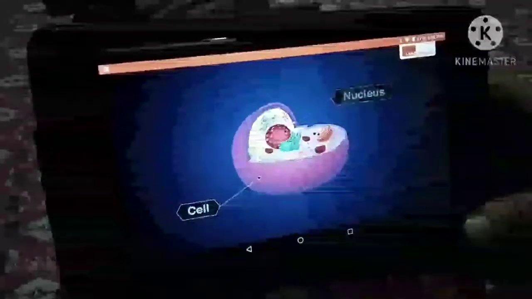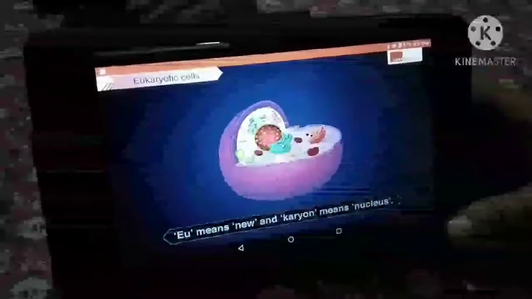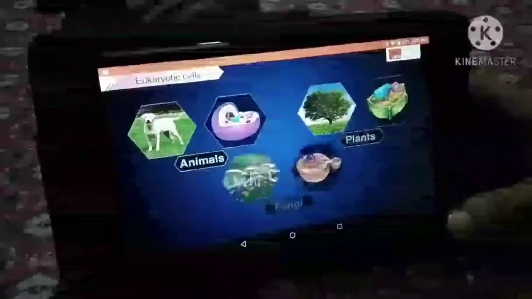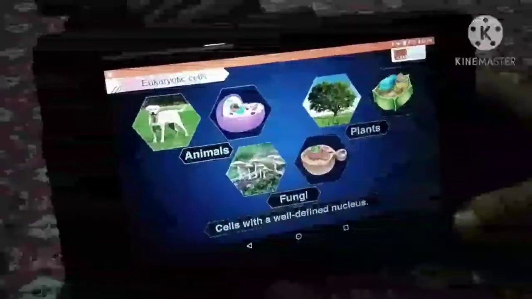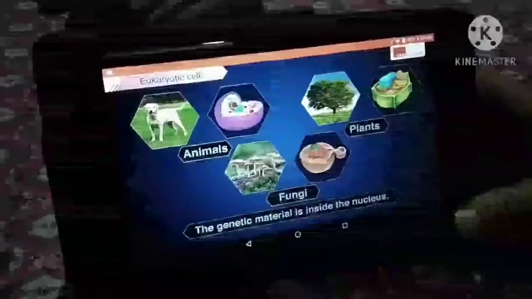So, we learned about the cell and the nucleus present in the cell. These types of cells are known as eukaryotic cells. Eu means new and karyon means nucleus. Animals, plants and fungi all have eukaryotic cells. That is, cells that have a well-defined nucleus with the genetic material inside it.